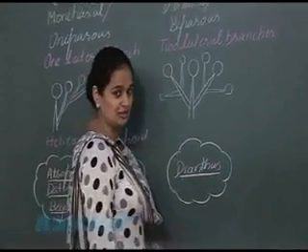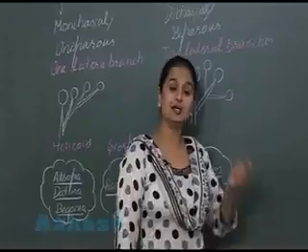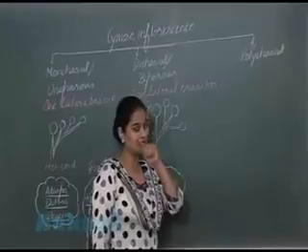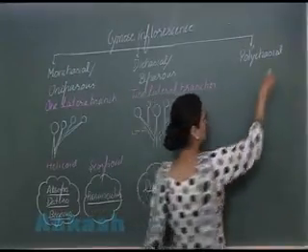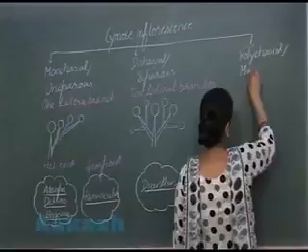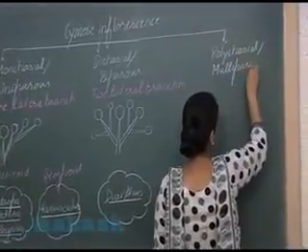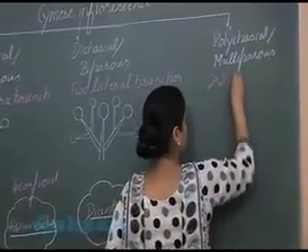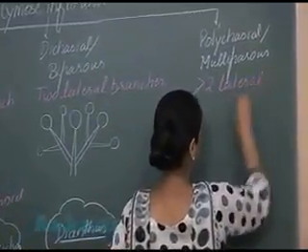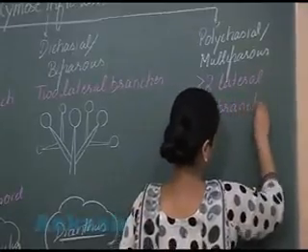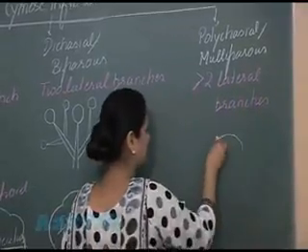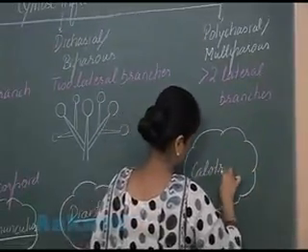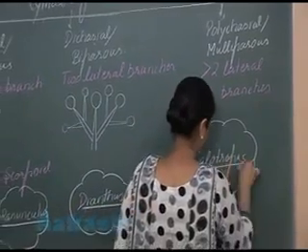Now polychasial, as the name suggests, if more than two lateral branches arise at a time, this type of condition is known as polychasial, or it is also known as multiparous inflorescence. So in multiparous inflorescence, more than two lateral branches will develop. One example for the polychasial one is Calotropis.